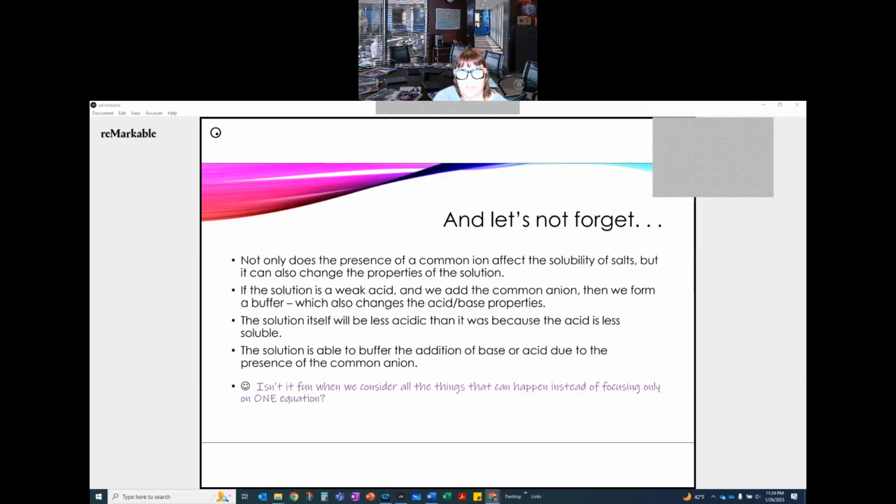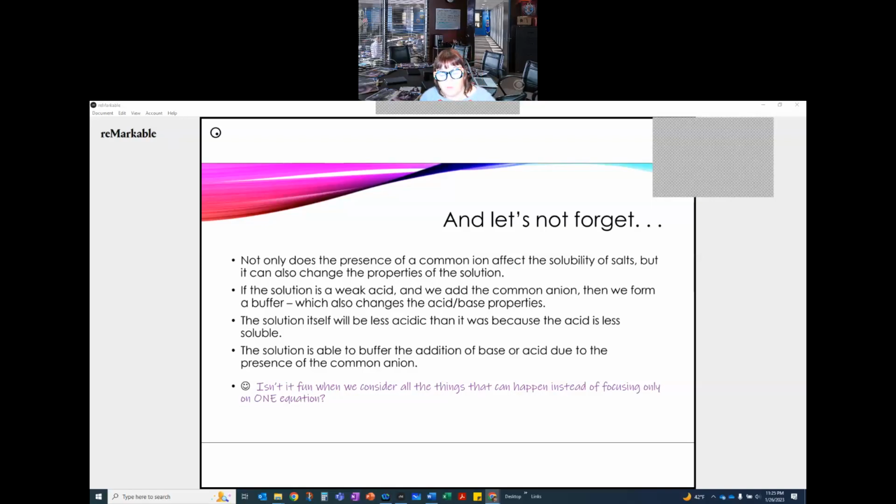And of course, what this means is, isn't it fun that we have to think about more than one thing happening in this beaker? Now, I'm going to try to give you some idea when we need to pay attention to that and when we don't. But it is something that we always need to be thinking about, because that can happen anywhere.